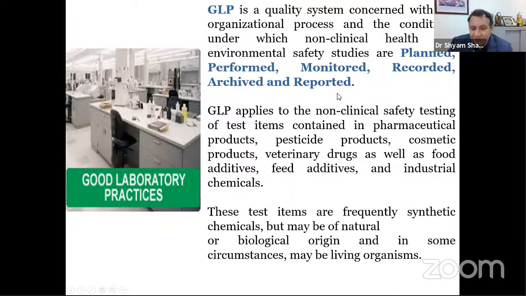And I think, since it was mentioned, for every chemical, like pesticide products, pharmaceutical products, cosmetics, veterinary drugs, food additives, feed additives, and industrial chemicals, if they have to do non-clinical safety studies, they need to conduct these studies under GLP.